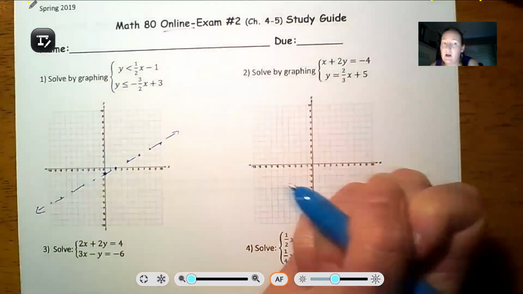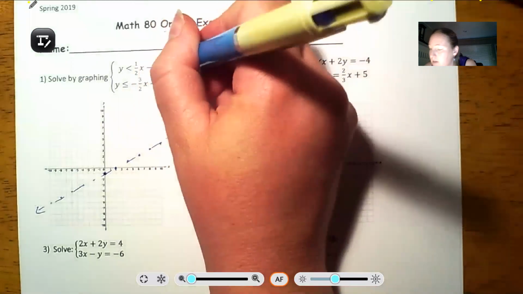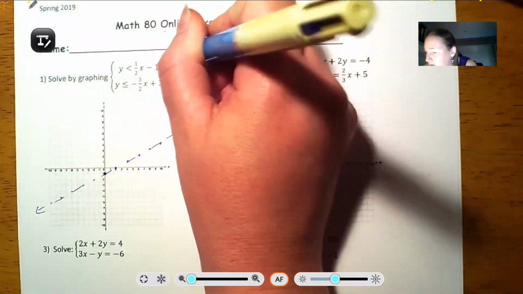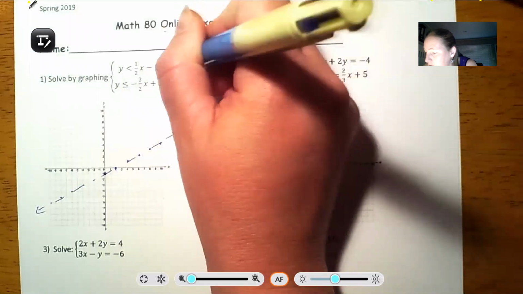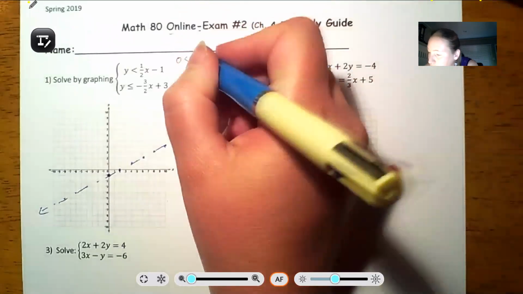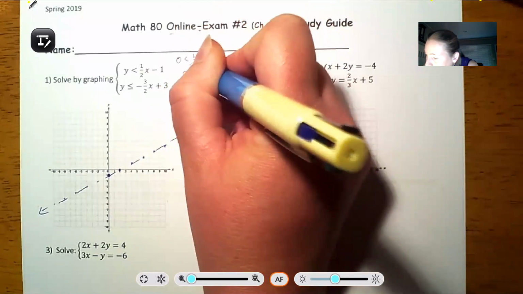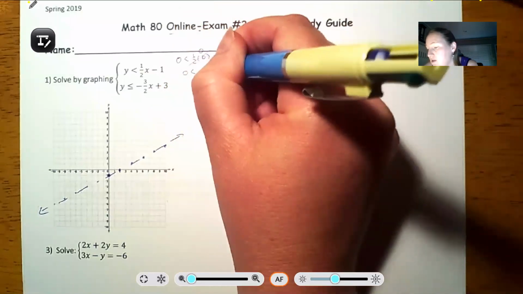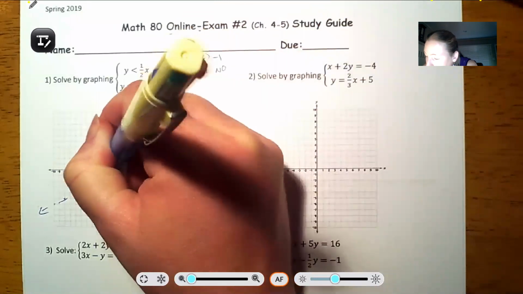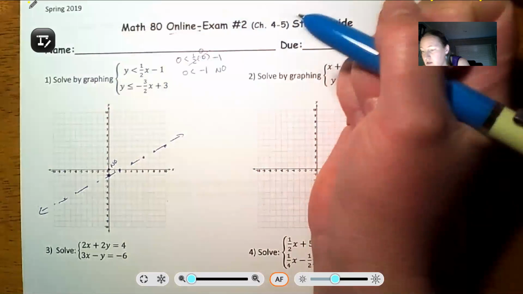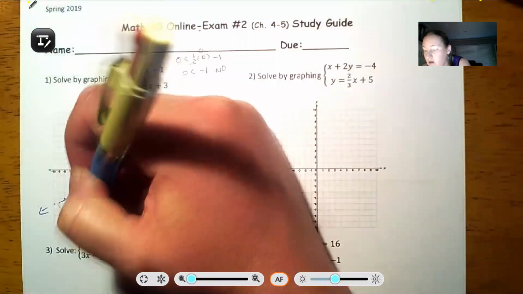And then we have to figure out what side to shade. So I'm going to test the point 0, 0. I'm going to plug in 0 for y and for x. 0 times anything is 0. So I have 0 minus 1 there. Is 0 less than -1? The answer is no. So you're not going to shade that point. Please interrupt me if you have any questions or want clarity on anything.